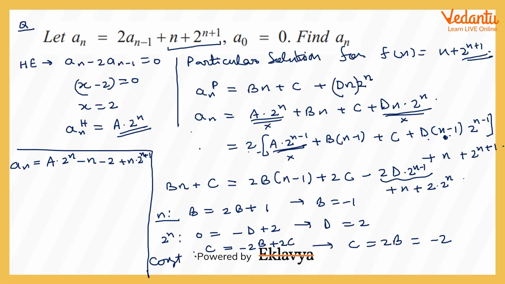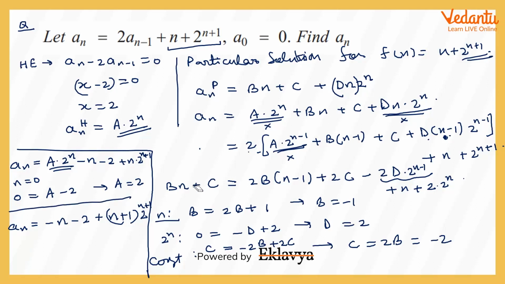Now the initial condition, putting n equal to 0 will give 0. So this will be a minus 2, so a will be 2 here. If a is 2, then this is also 2 power n plus 1. So the final answer is a_n equal to minus n minus 2 plus n plus 1 common, and 2 power n plus 1. So that is the answer.